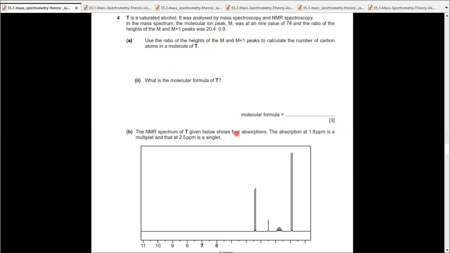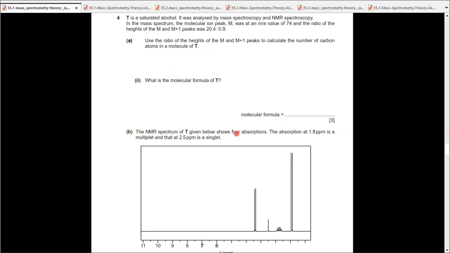So what molecular formula does come to your mind? And don't forget, it was a saturated alcohol. That's the very first line they started off with. Which means alkanol. It can't be an alkenol or alkynol. It can't be anything else really. Come on, C4H9OH. Good.